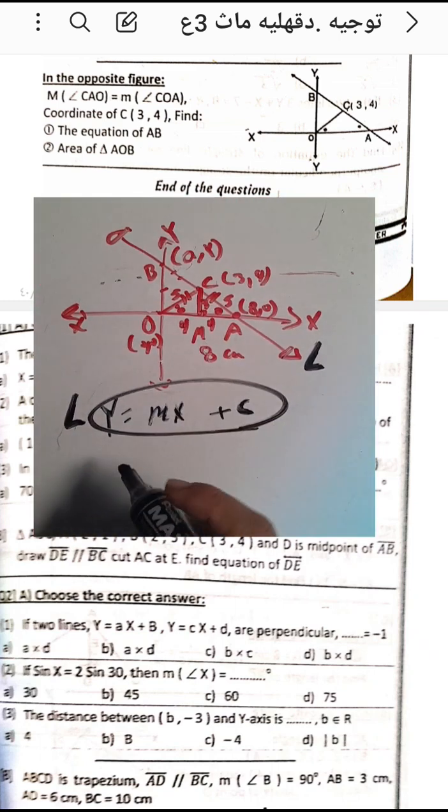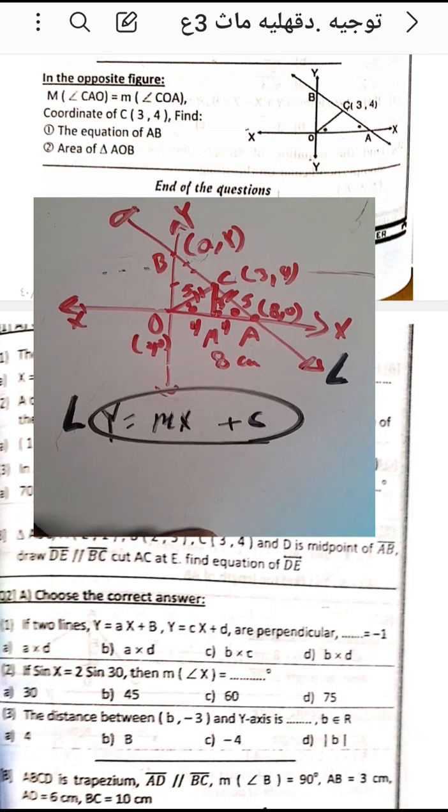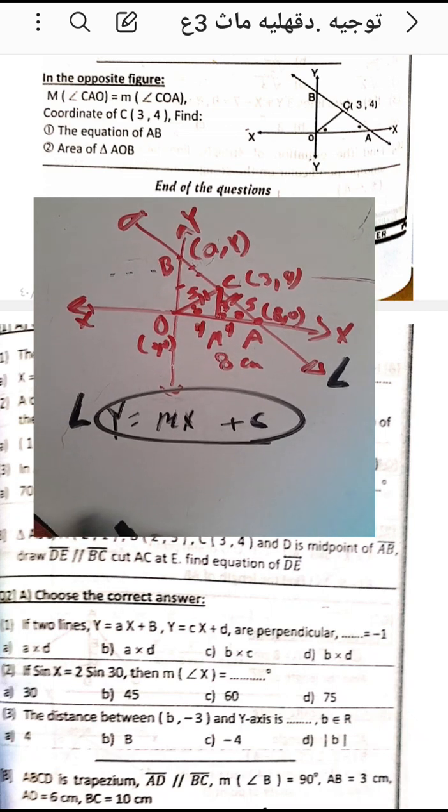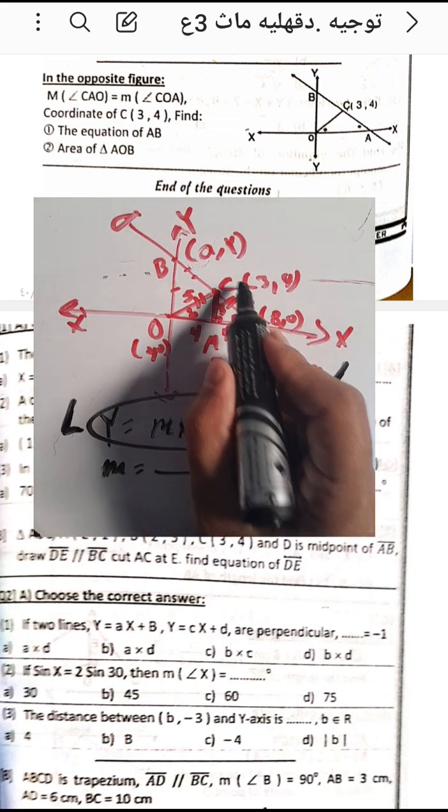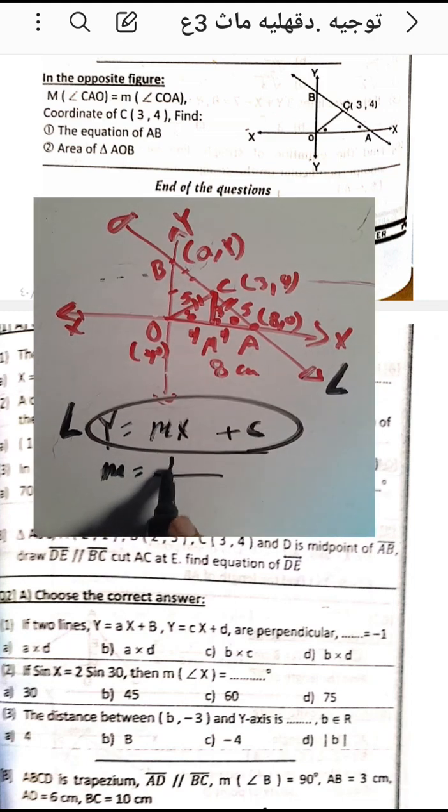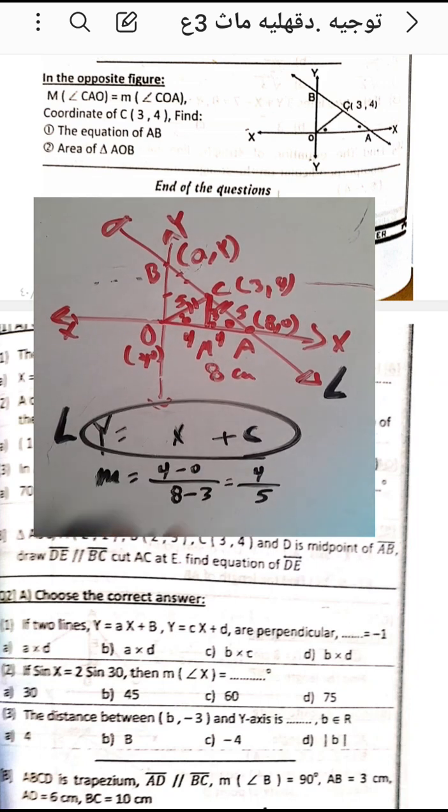Okay, to find the constant, put the points 3 and 4. Put y equals mx plus constant. It's the equation about L, where y of L equals mx plus constant. And then you can find the slope. Slope equals y2 minus y1 over x2 minus x1, 4 minus 0 over 8 minus 3. It will be 4 over 5. It's the slope of this equation, so m will be here 4 over 5.